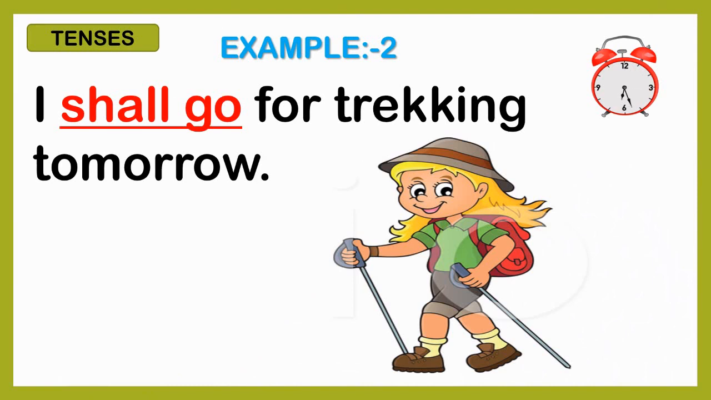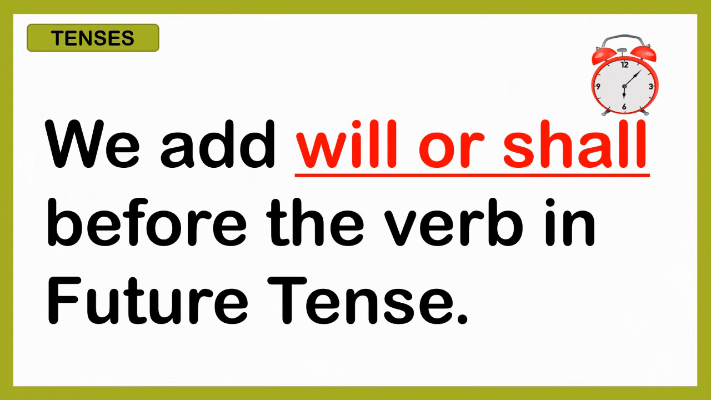Children, now look at this example. I shall go for trekking tomorrow. In this sentence, the verb shall go indicates an action in future which has not started. Children, always remember we add will or shall before the verb in future tense.